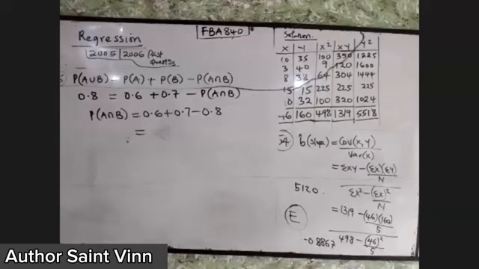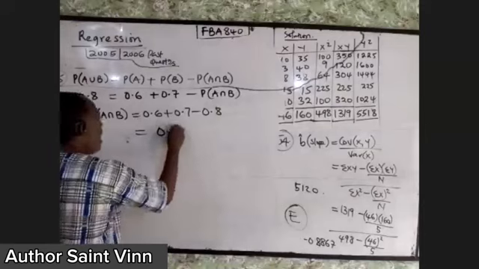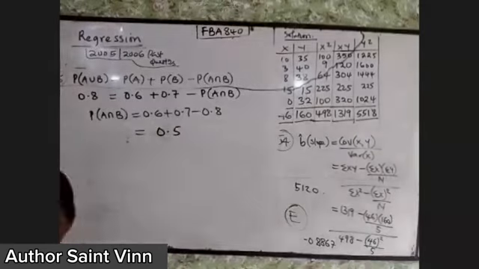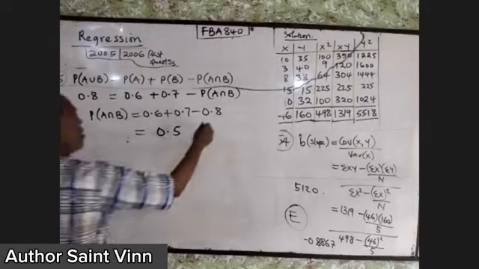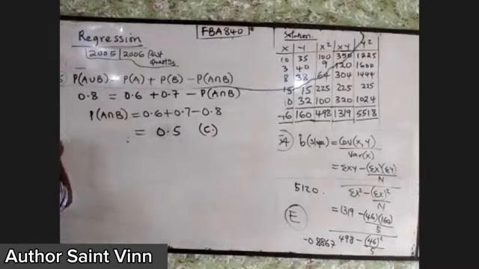So 0.5. Good. And the answer to that question should be C. Good. Number 16. We're asked to find the slope.